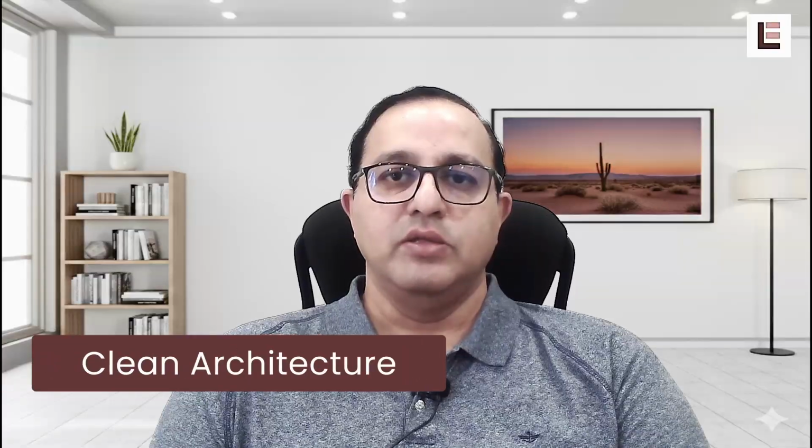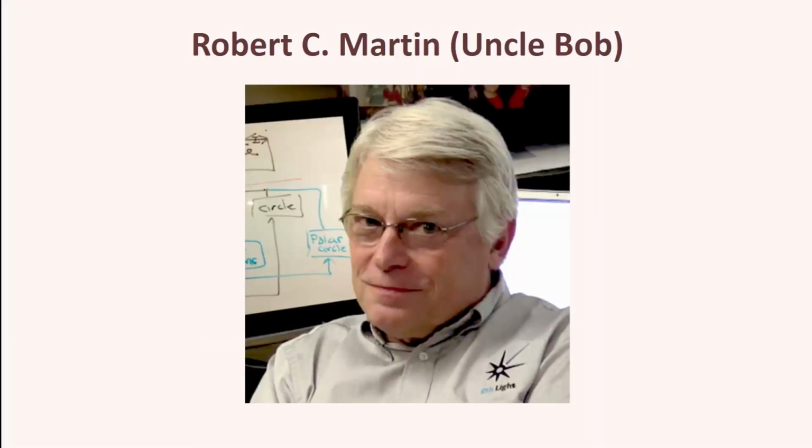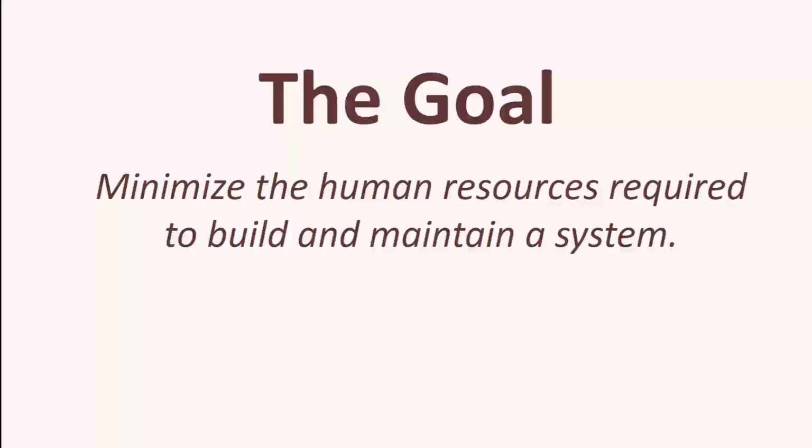Today we are diving into one of the most popular and powerful software architectures called clean architecture. This architecture was introduced by the legendary Robert C. Martin, often called Uncle Bob, back in 2012. Just like any good software architecture, the goal of clean architecture is to minimize the human resources required to build and maintain the system.